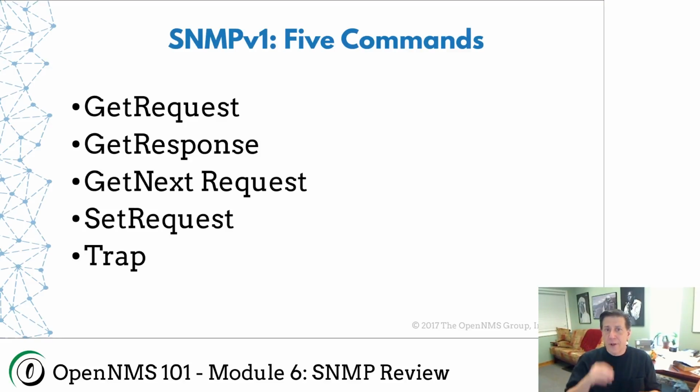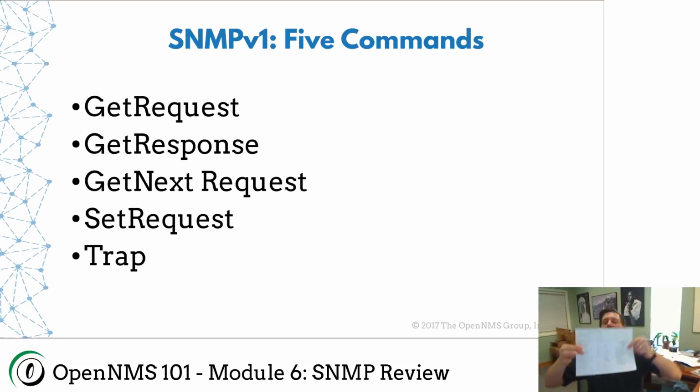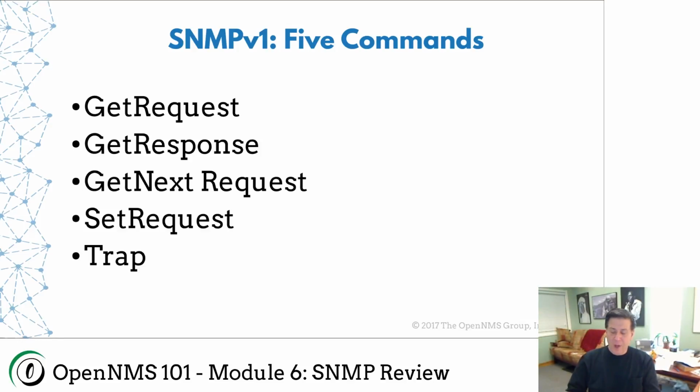That's the data structure. How do we get information to and from a manager to an agent? Well, that's this side of the handout that I gave you. There are only 5 commands in SNMP version 1. It's simple. Doesn't mean it's not powerful. You can do tons of stuff with these commands, but there's only 5. SNMP version 2 adds a few more, but SNMP version 1, 5 commands, all you should ever need.